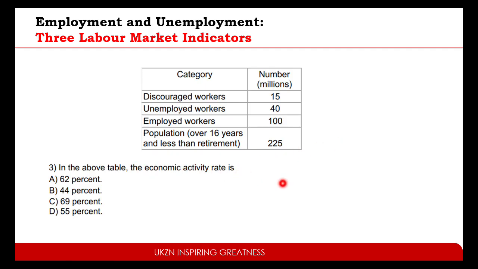In the above table, the economic activity. The formula to calculate economic activity, think of economic activity as those people in jobs. Oh no, it's not, sorry. Economic activity is those people who can work. So it'll be 100 plus 40, so 140 over 225 times 100. I think that'll be 62%. Yeah, I just calculated it, it should be 62%. So obviously it includes unemployed and employed. That's the economic activity over the population.